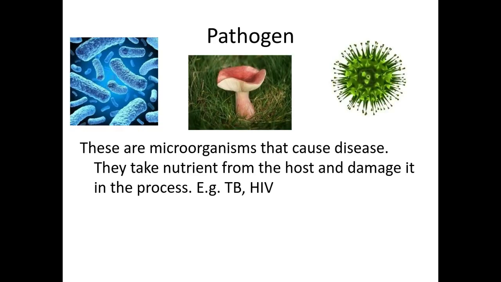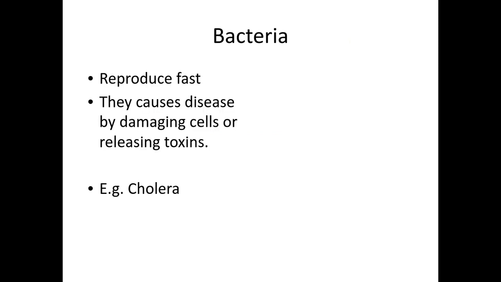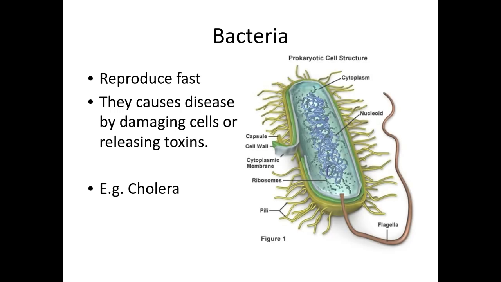So a pathogen, these are microorganisms that cause disease. They can take nutrients from the host and damage it in the process, for example, TB and HIV. Now, there's a couple of things we need to know about bacteria. We already know how the prokaryotic cell works, but bacteria reproduce really quickly, and cause disease by damaging cells or releasing toxins. An example of this would be cholera, which is a waterborne disease.